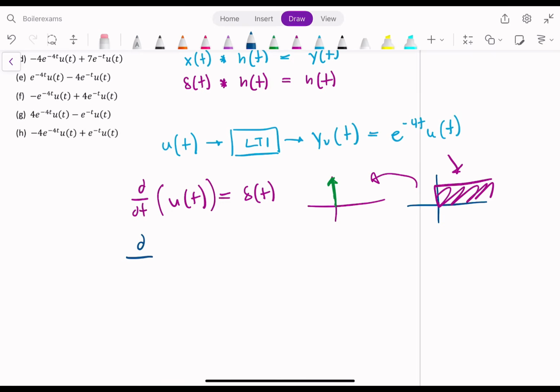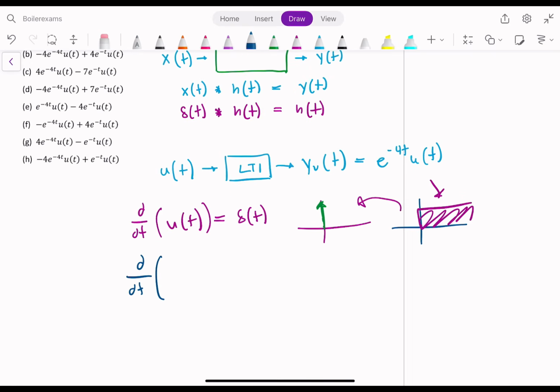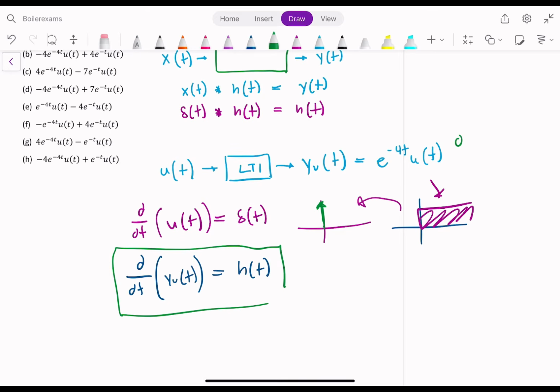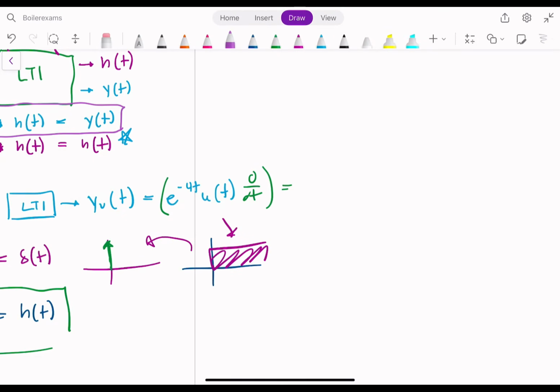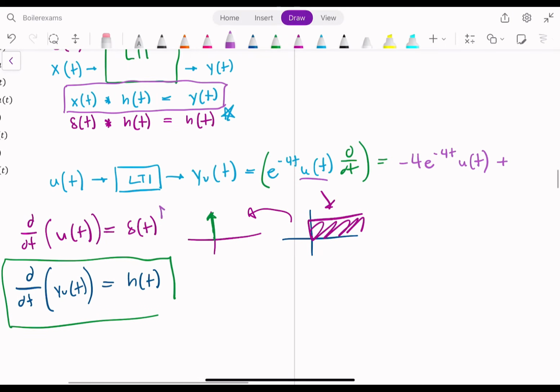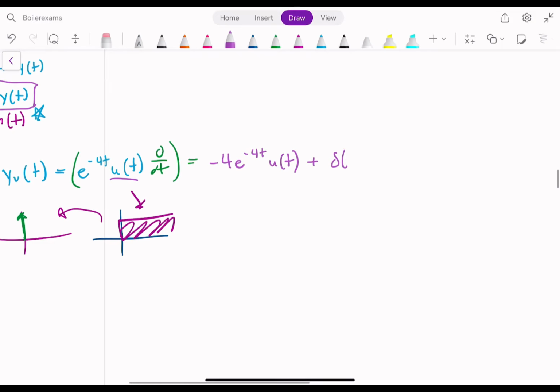And so with that, we know that the derivative of the unit step response is going to be equal to the impulse response. And we're going to use this in order to find our impulse response, right? So the derivative of this here is going to be equal to our impulse response. And so by the product rule, this is equal to negative 4 e to the negative 4t u of t, plus the derivative of the unit step function, which as we declared earlier is the Dirac delta function, multiplied by e to the negative 4t.